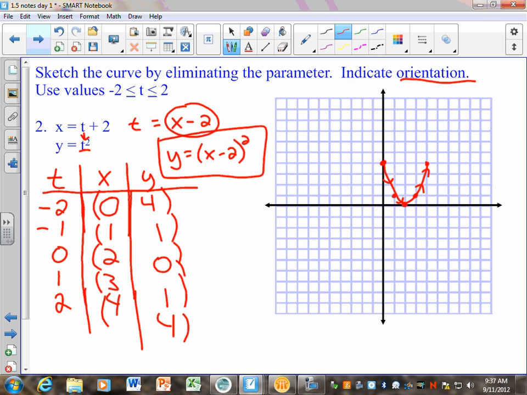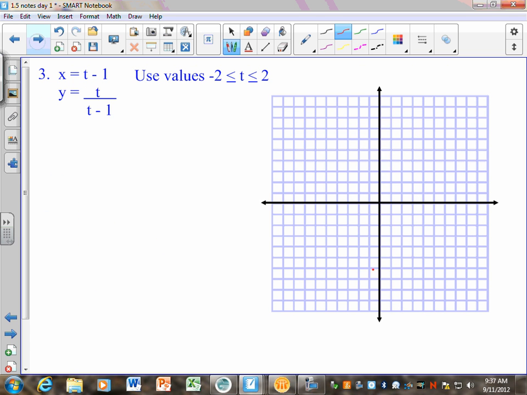Let's do one more that's not so pretty. Same directions as the last one. We're going to make our little XYT chart. Then we're going to eliminate the parameter, and we're going to graph that. That's what it says on your homework today. There's parts A, B, and C. Part A is make a little chart. Part B is eliminate the parameter. Part C is graph the equation.